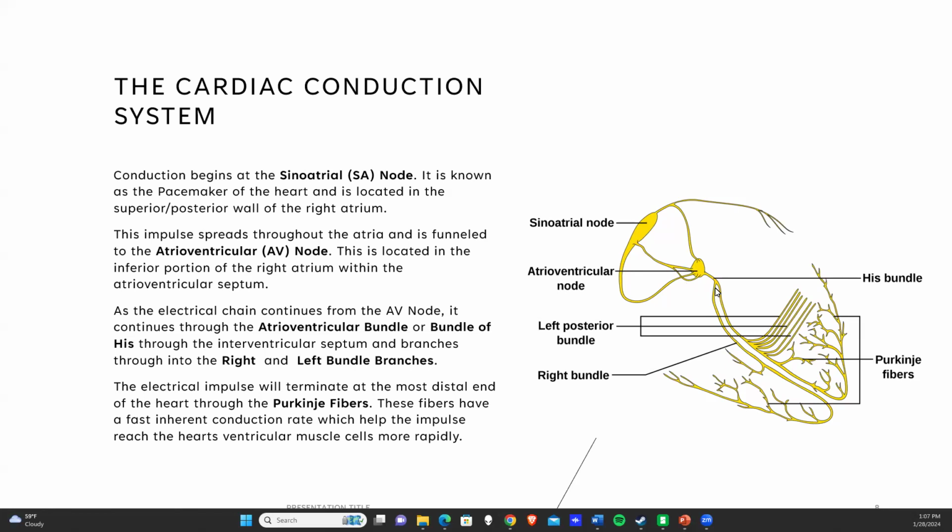down here, and then branches off between the right and left bundle branches, and finally terminates at the Purkinje fibers. Due to this fast conductive rate, the impulse helps to contract the contractile cardiomyocytes of the ventricles, allowing blood to be transported to the lungs to perform the gas exchange of CO2 to O2, and then also helps blood to be ejected on the left side out into the body to the rest of the tissues systemically.